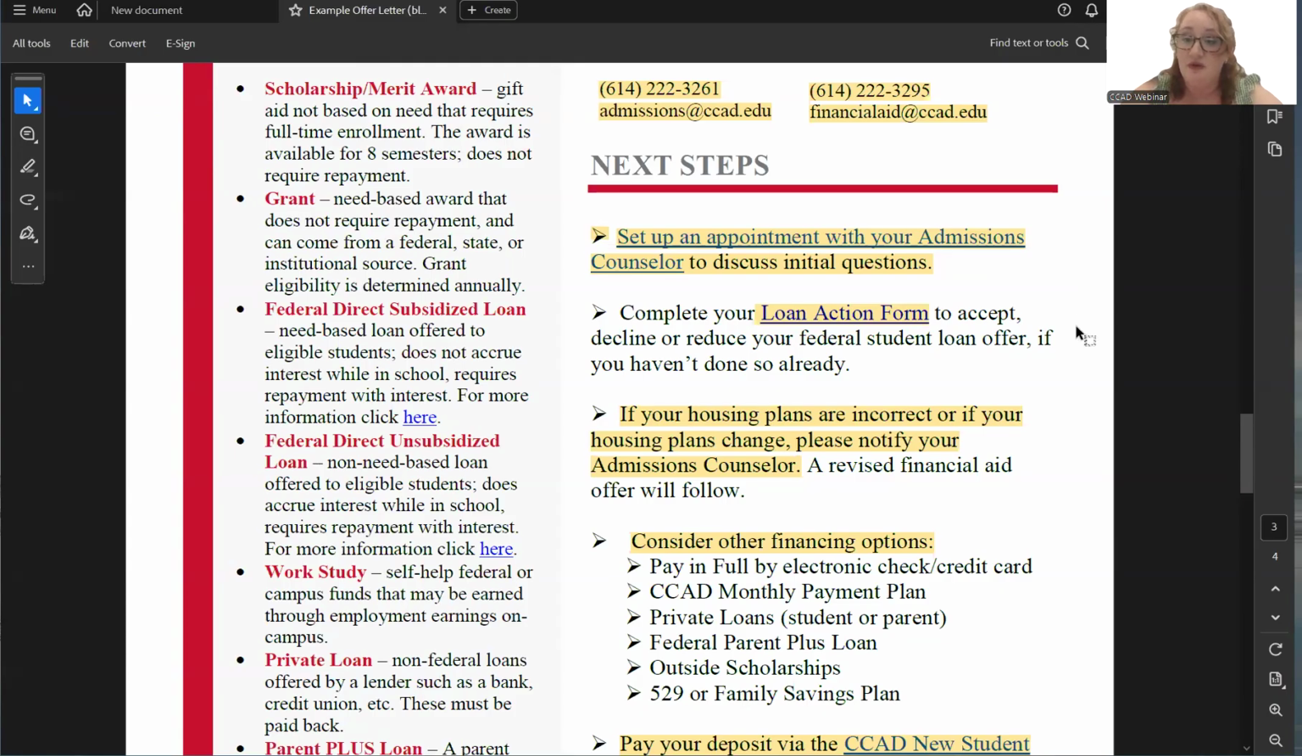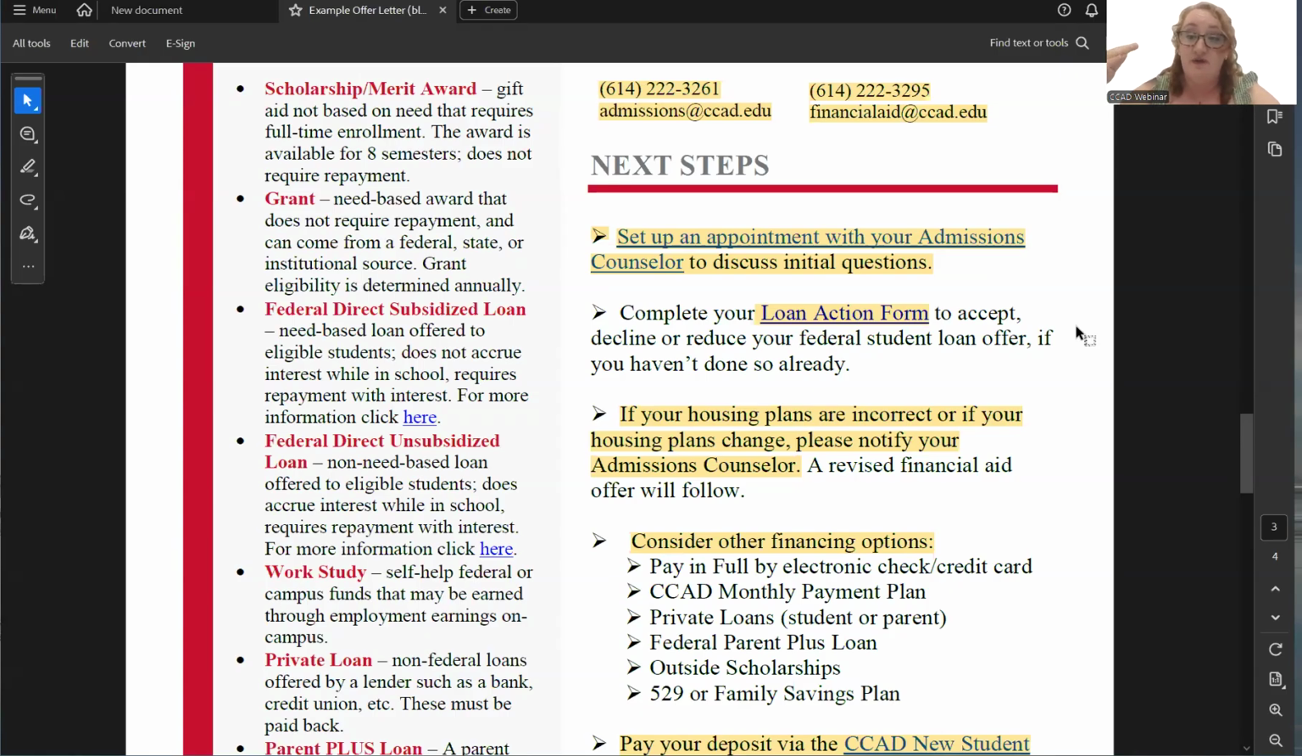This next bullet point that we're going to talk about is pretty big. This is called the loan action form. This is what you are going to fill out to declare whether you want to take out both federal loans, one federal loan, or no federal loans. Okay. I want to point out that it is going to ask you information to confirm that your name, your social security number, your birthday, all that stuff is correct.